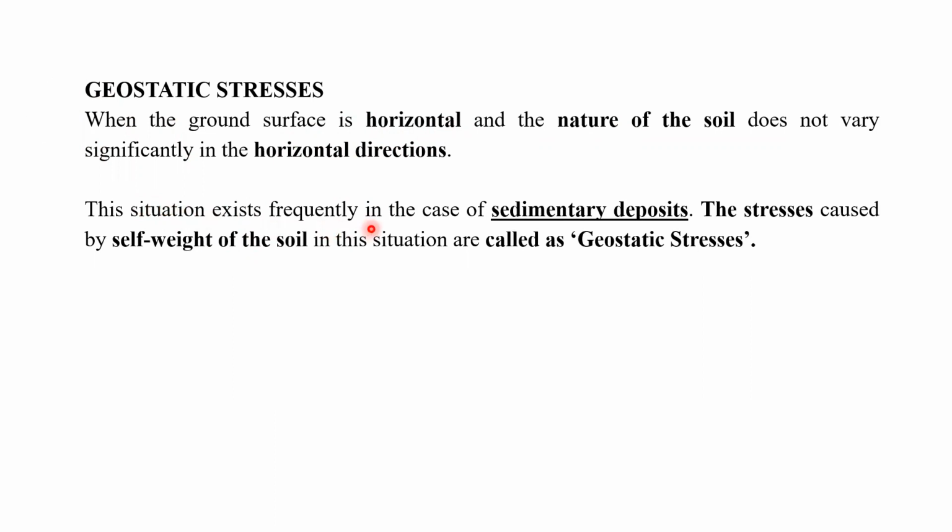The situation exists frequently in the case of sedimentary deposits. You can see coal is a sedimentary deposit. So sometimes in a coal mining area, you can see that above the coal, a sandstone layer is there. Then sometimes a slate layer is also there. Below that, the coal layer is there, right? So these layers may vary. These layers are called sedimentary deposits. And definitely, suppose above the coal layers, a sand layer is there.